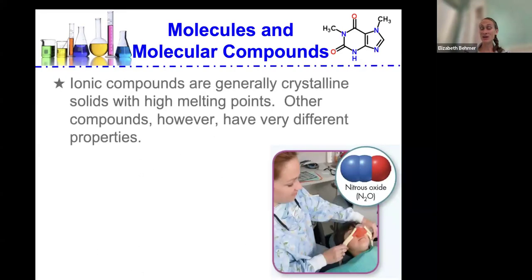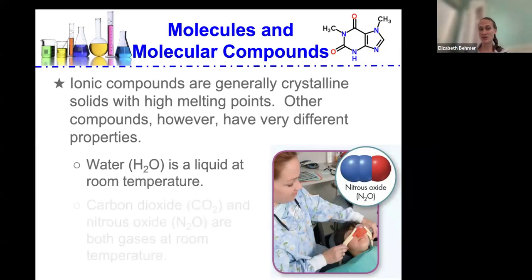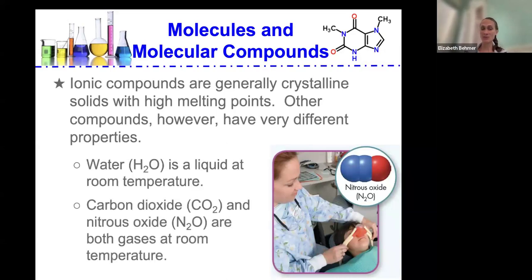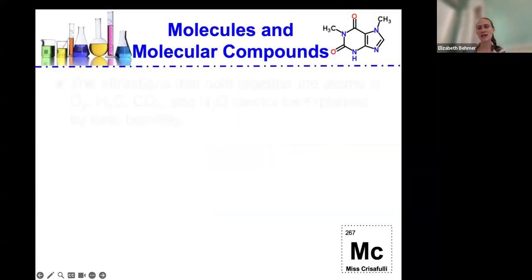Ionic compounds are generally crystalline solids with very high melting points, as we learned in Chapter 7. Other compounds, however, have very different properties. Water, for example, H2O, is a liquid at room temperature. Carbon dioxide, CO2, and nitrous oxide, N2O, are both gases at room temperature. So everything is a little different.